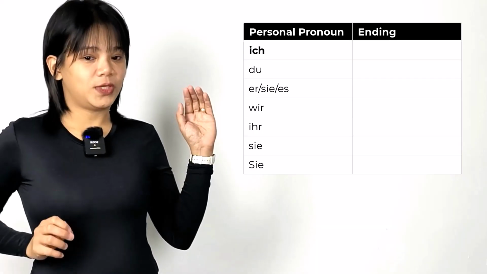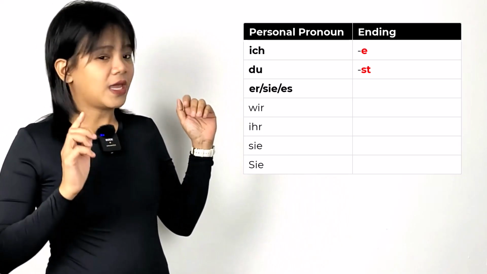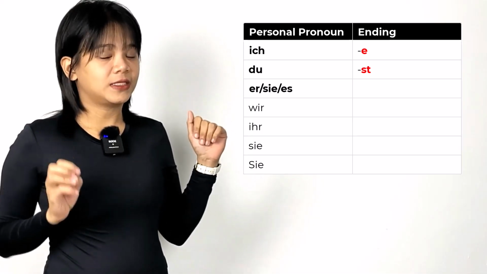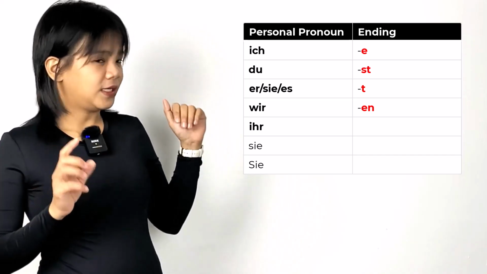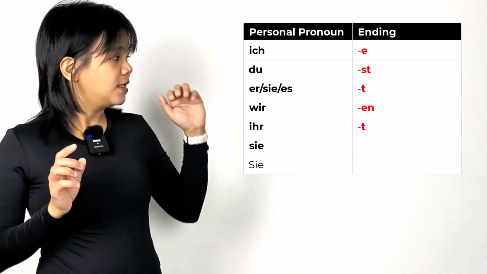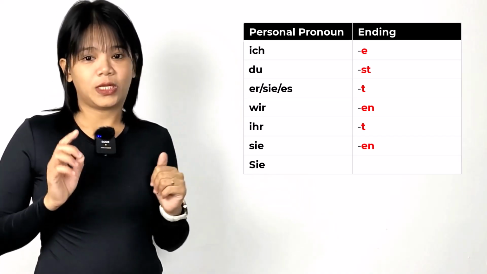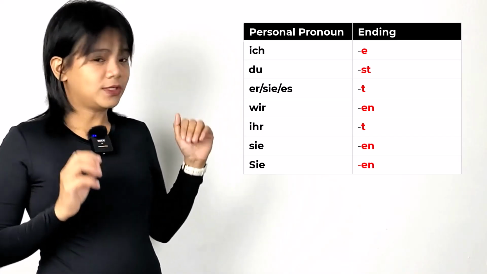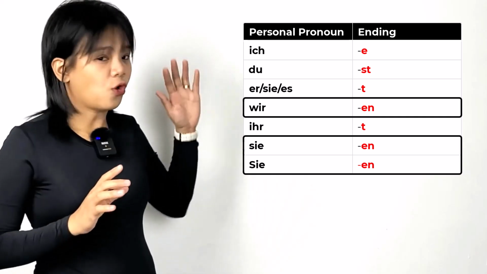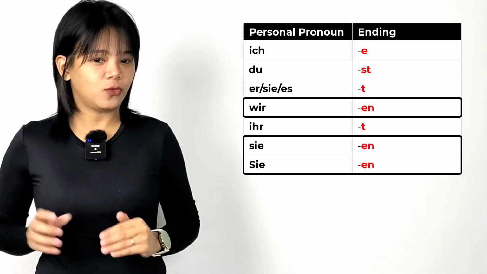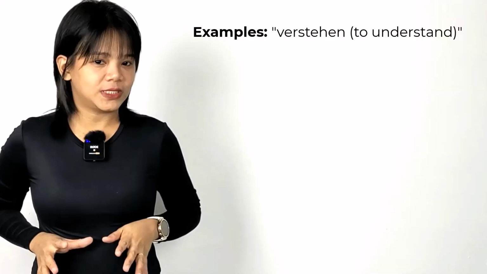Ich ends with e, du ends with st, sie, es ends with t, wir ends with en, ihr ends with t, sie for they ends with en, Sie formal you ends with en. Notice that wir, sie for they, and Sie formal you all share the same en ending, which is the same ending as the infinitive.